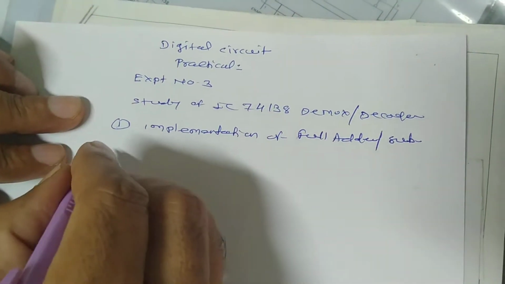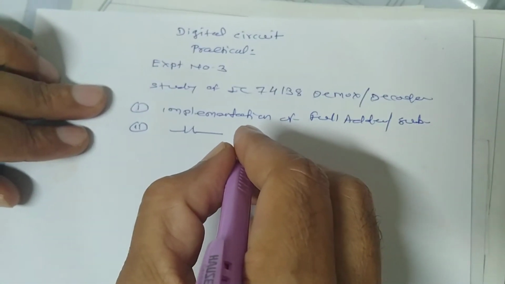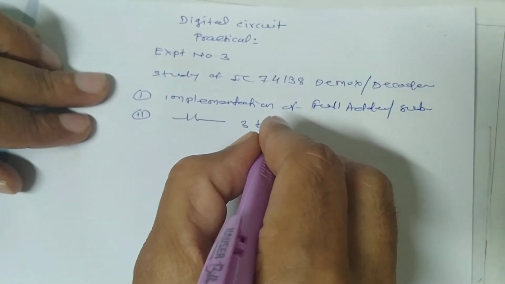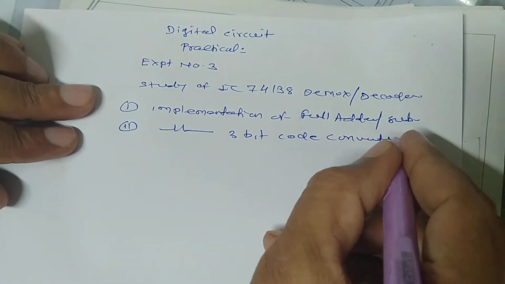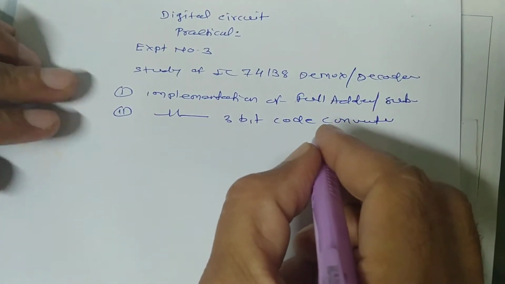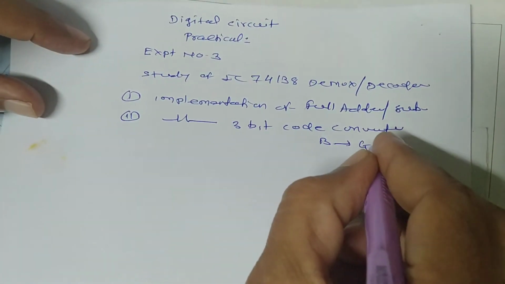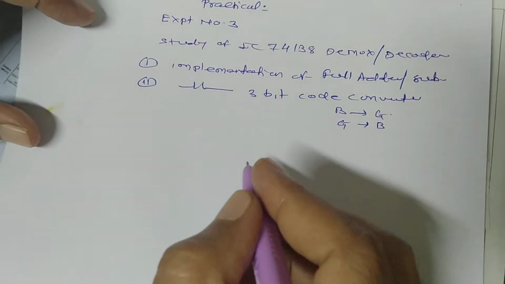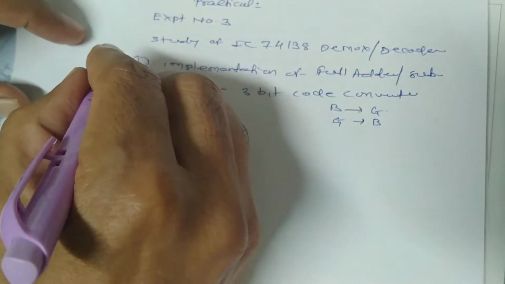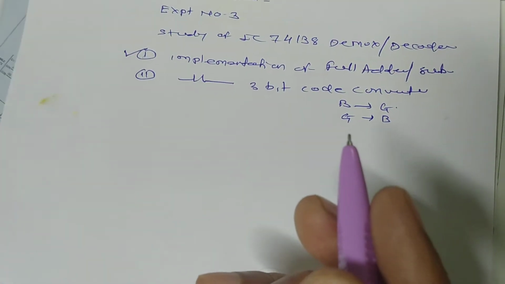Second part, implementation of code converter, 3-bit code converter. Here we have to perform binary to gray code and gray to binary code converter. So first in this video we will see the first part, that is implementation of the full adder.